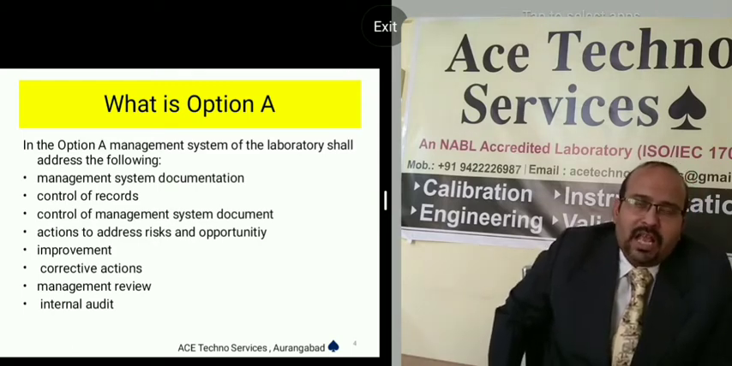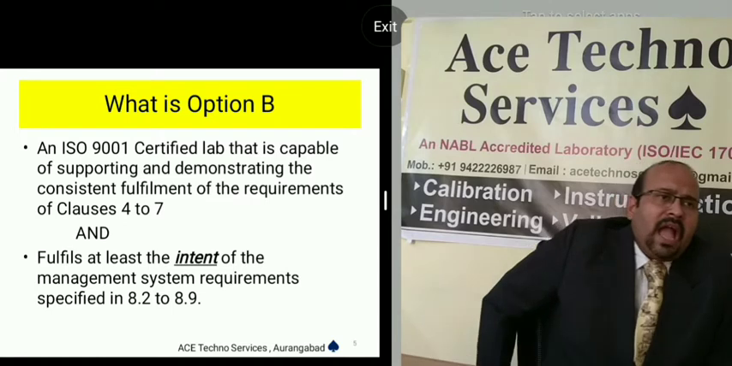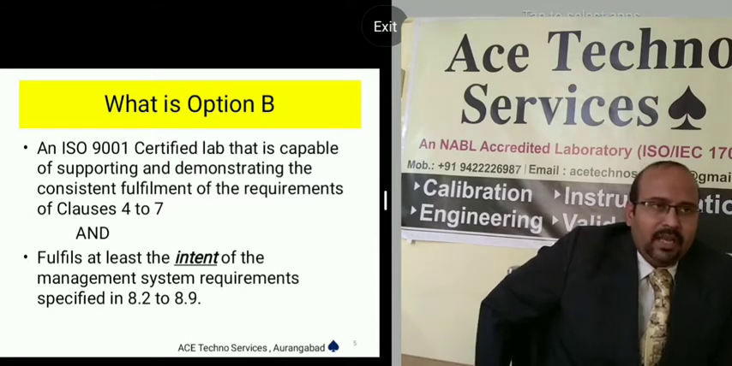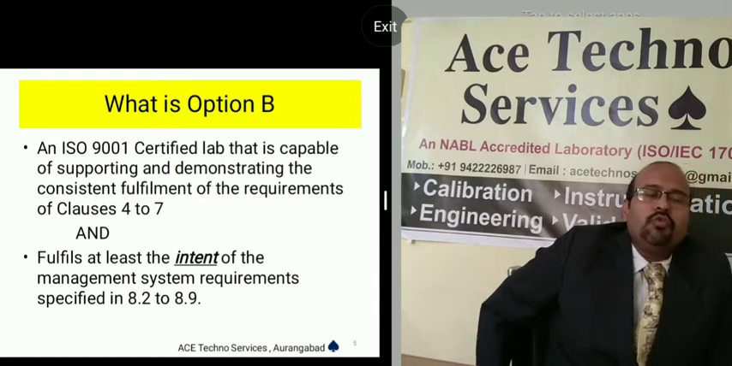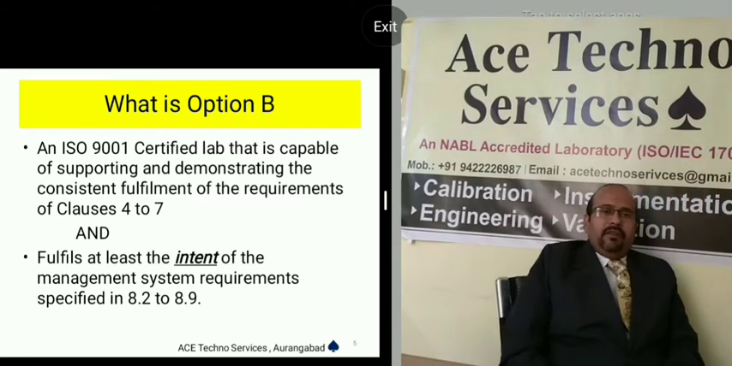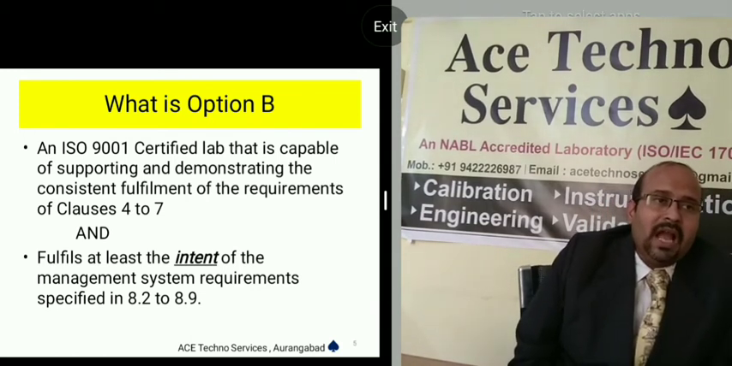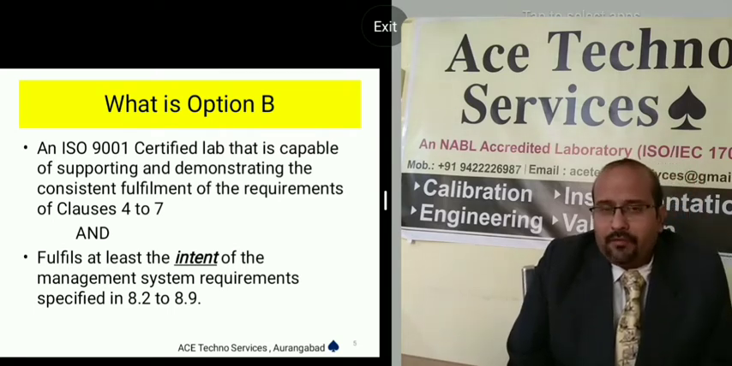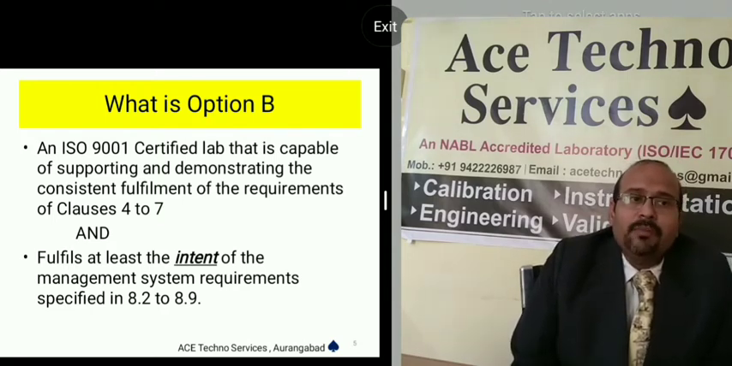That was option A. Let us move on to option B. An ISO 9001 certified lab that is capable of supporting and demonstrating consistent fulfillment of the requirements of clauses 4 to 7 of 17025-2017, and fulfills at least the intent of the management requirements.